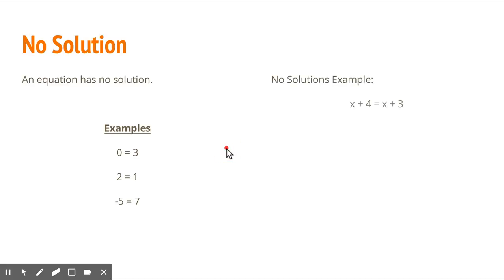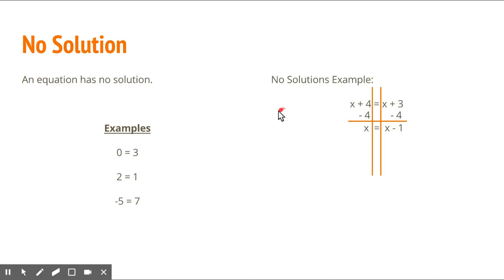As an example, imagine we have a problem like this. This is a little bit different than what we've gone over before, but it's not too difficult. First we need to get the variable alone, and usually I like to leave the variable on the left side. So the opposite of adding 4 would be to subtract 4 from both sides. When I do that, these 4's cancel out because 4 minus 4 is 0, and I'm left with x equals x minus 1.